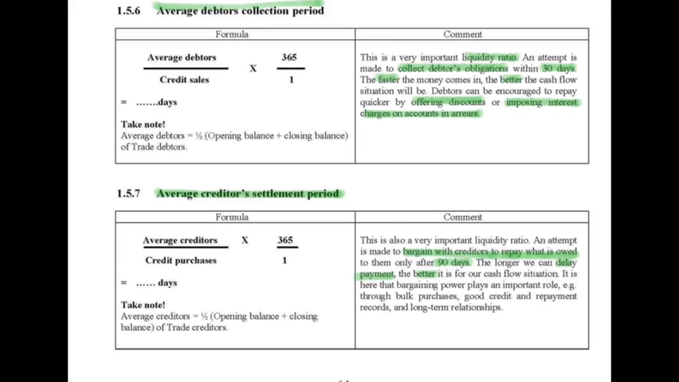It is here that bargaining power plays an important role, e.g. through bulk purchases, good credit, or repayment records, and a long-term relationship. So the longer or the closer we can have this answer to 90 days, the better it would be for our cash flow or liquidity position.